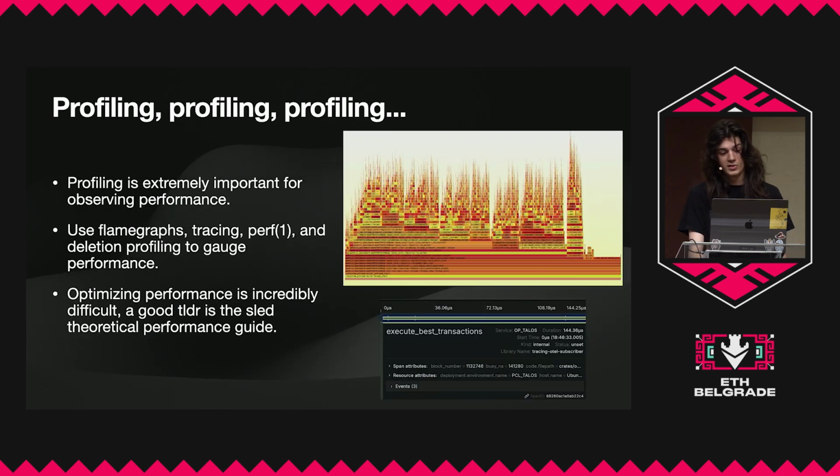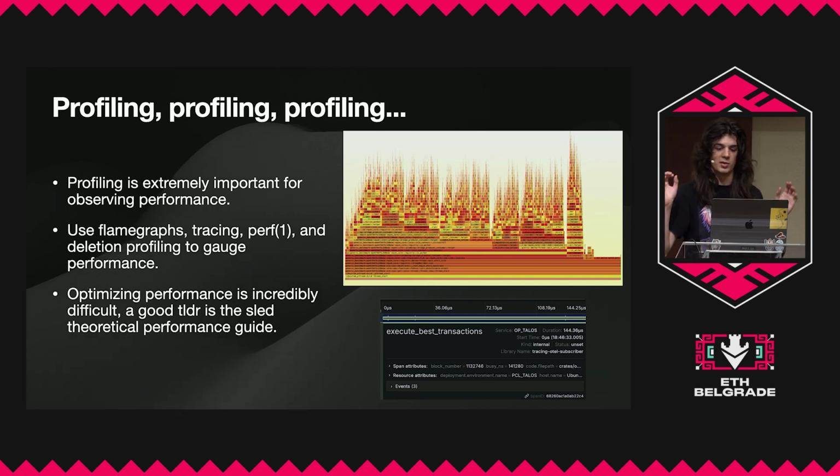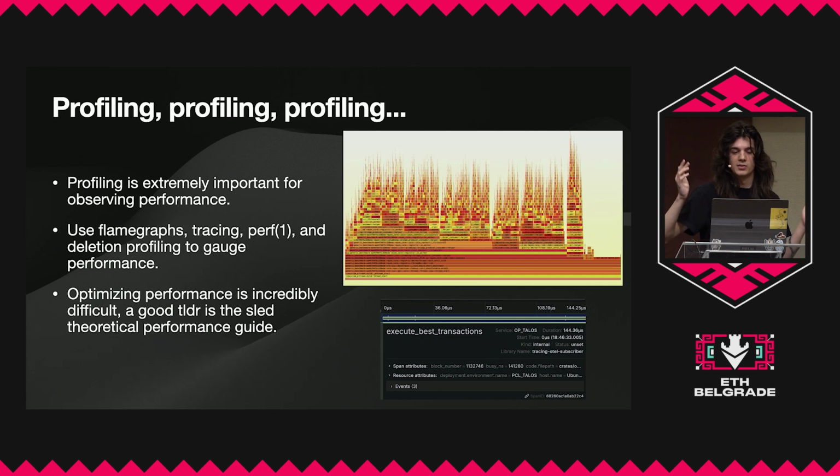Humans are generally really bad at guessing where performance is lost, so eyeballing is generally not going to do it. Flame graphs, tracing, perf, and differential profiling are some tools you have at your disposal to gauge the performance of your program. Optimization is an incredibly difficult job. Large companies have entire teams just dedicated to optimizing their software. You can generally get like 95% of the way there if you use the tools from above and, I don't know, have a beer, some Zen, and faith in God with you.